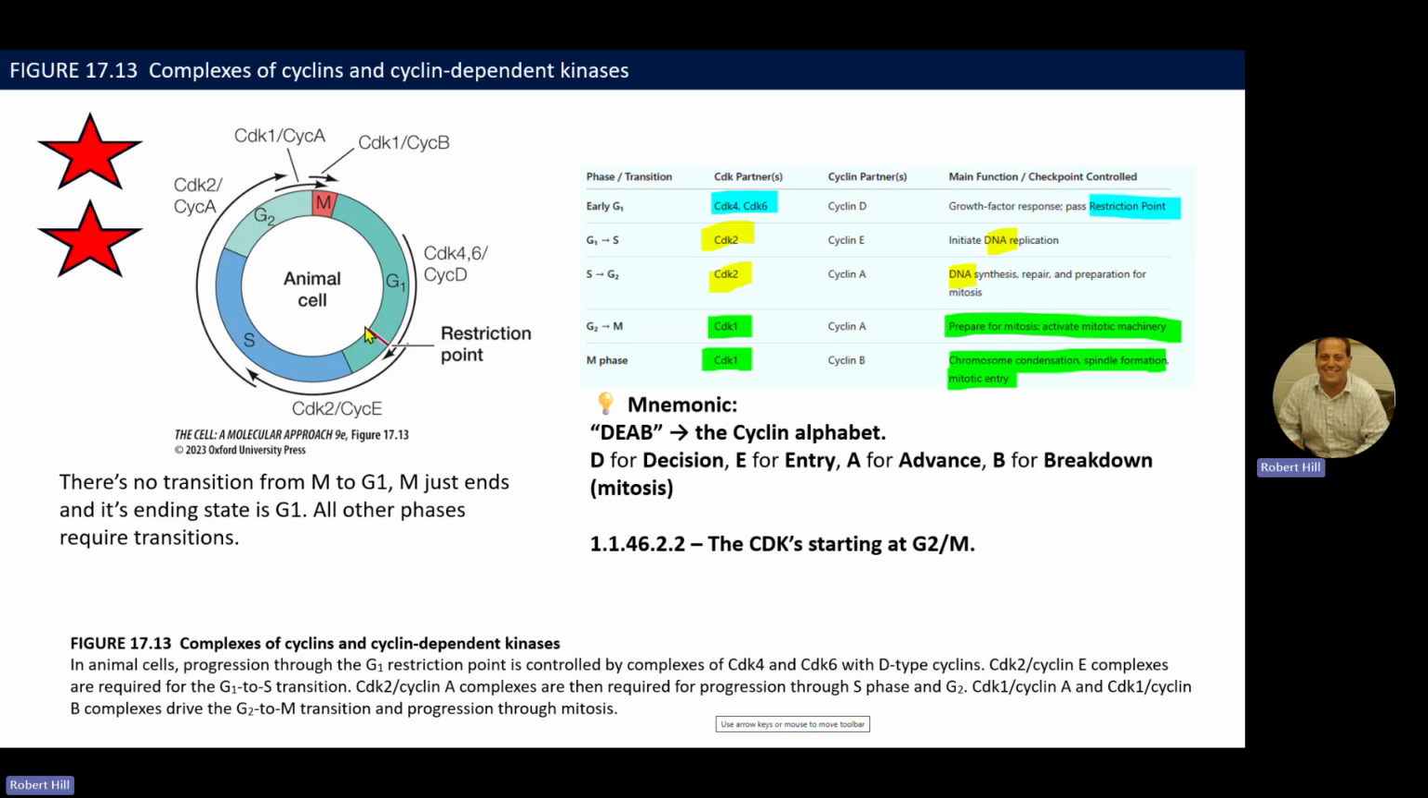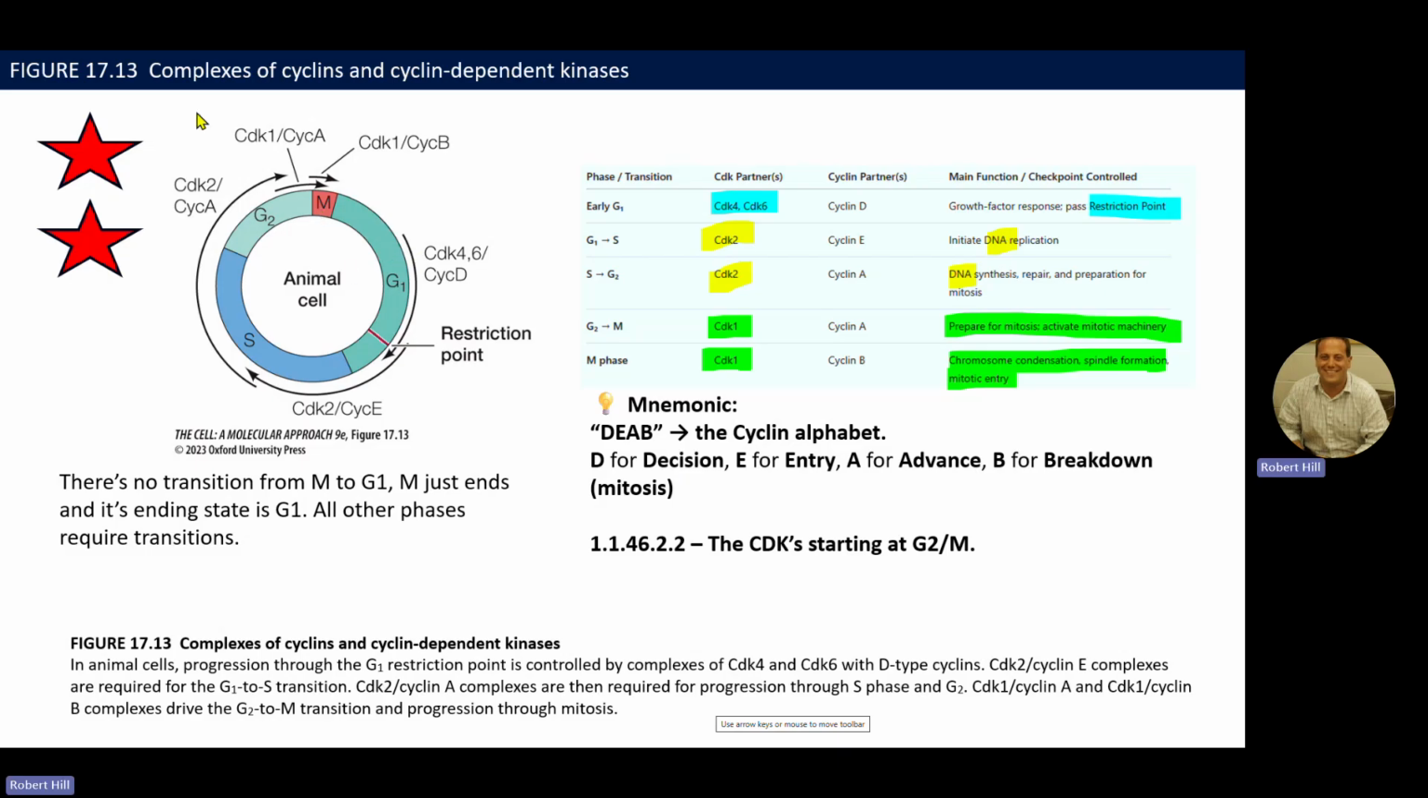Understand that there are transition points between every step except from M to G1. You have a transition point past the restriction point, right? You have a transition that goes from before R and after R. You have a transition point that goes from G1 to S, a transition from S to G2, and a transition from G2 to M. There's also within M a complex that drives it through. But there's no transition from M to G1, right? Because at the end of M, you have two daughter cells that are in G1.